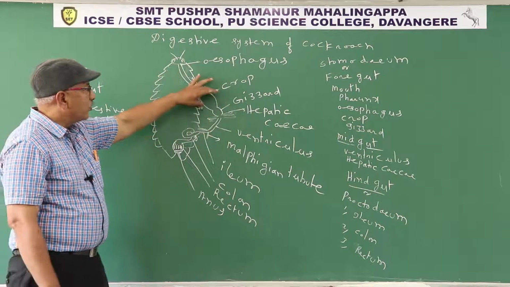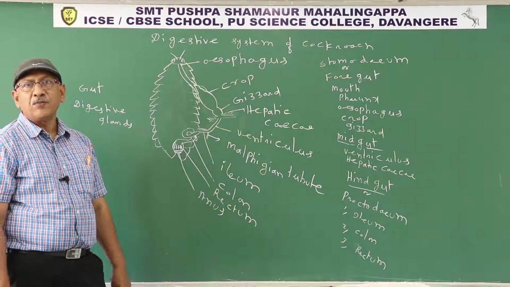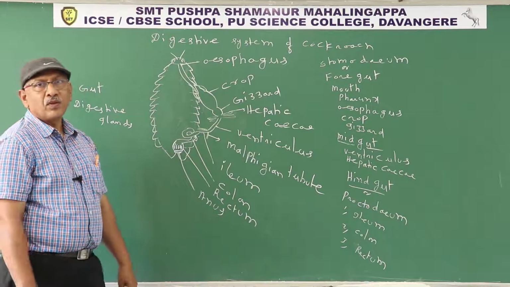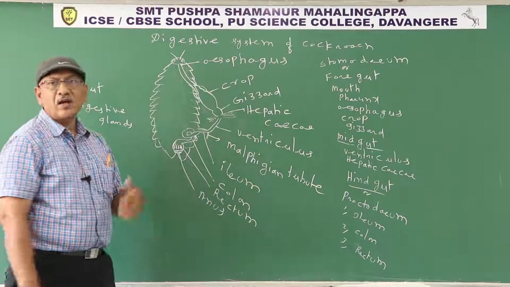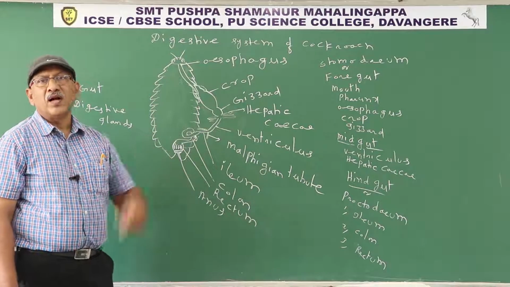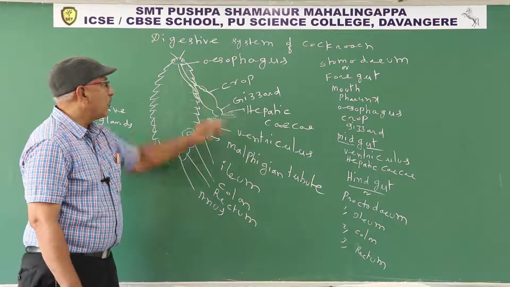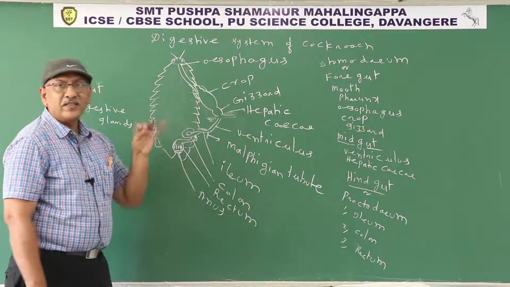It dilates into crop. Crop is the largest part of the alimentary canal. Most of the food is digested in the crop. So, the crop of insect is comparable to the stomach of higher organisms like human beings.